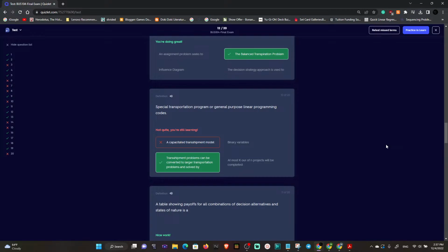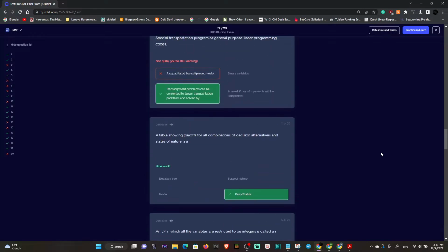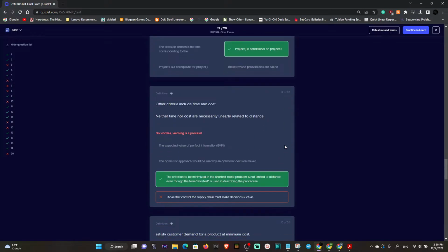Does that one make sense to you? No, explain, please. So the transshipment problems can be converted to a larger transportation problem and solved by this. It's literally saying this is how you can solve it. These are steps to solve rather than this, which is trying to be a definition. Okay. Other criteria include time and cost. The criteria. Okay, that's good.